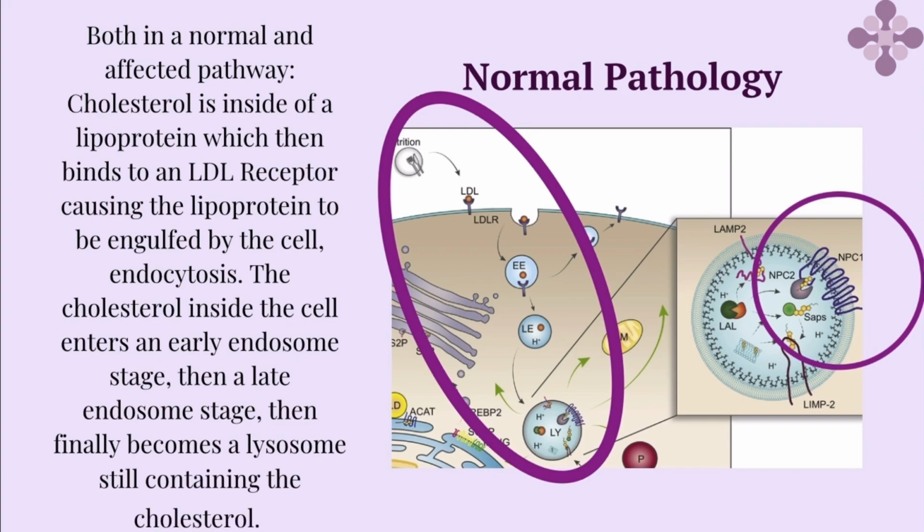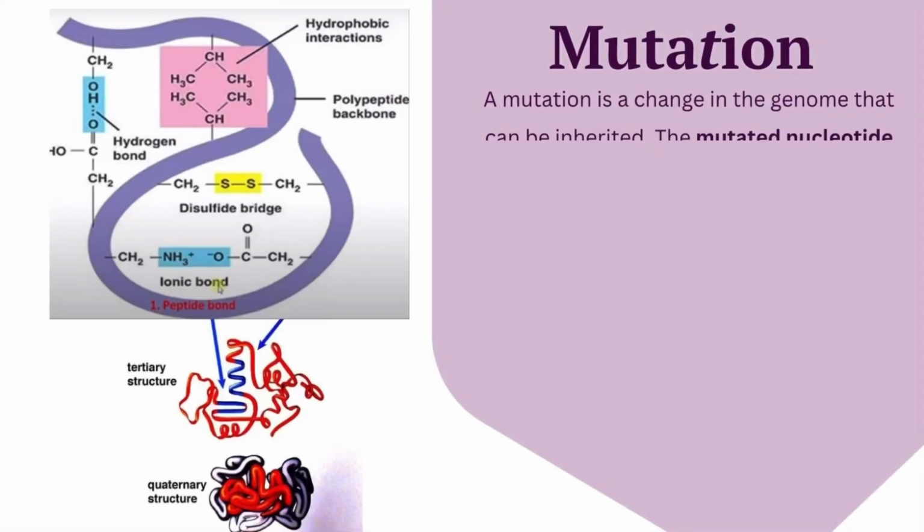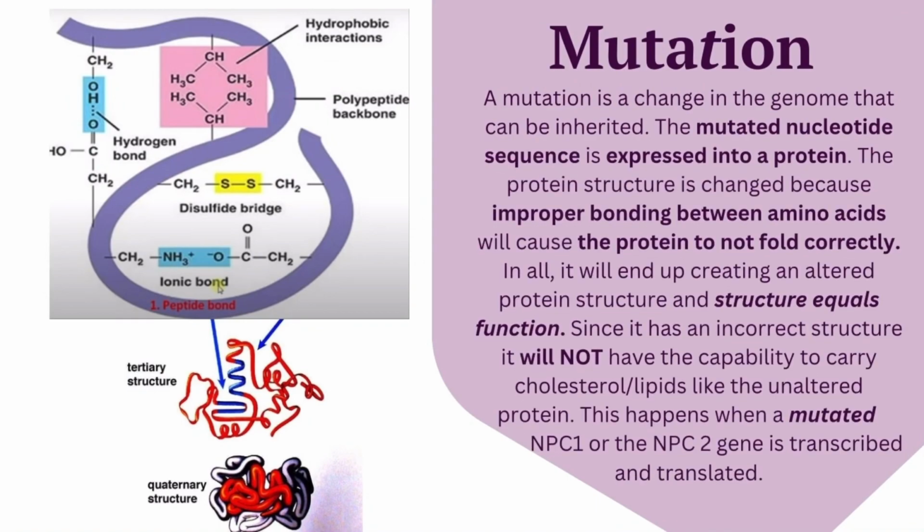In both the normal and affected pathway, cholesterol is inside of lipoprotein, which then binds to an LDL receptor, causing the lipoprotein to be engulfed by the cell, also known as endocytosis. The cholesterol inside the cell enters an early endosome stage, then a late endosome stage, then finally becomes a lysosome, still containing the cholesterol. A mutation is a change in the genome that can be inherited.